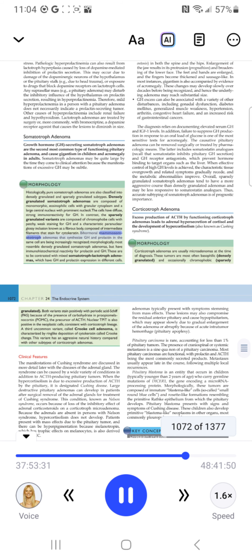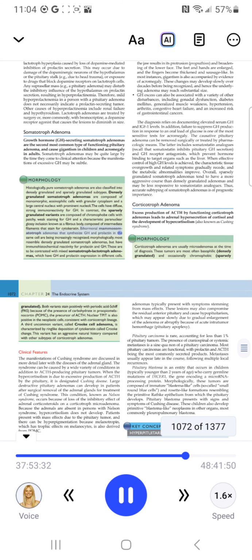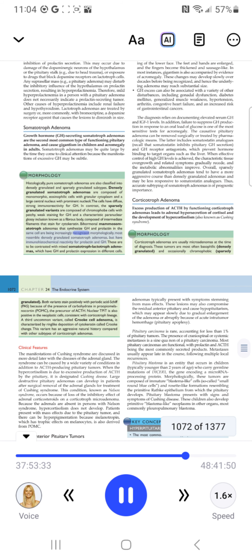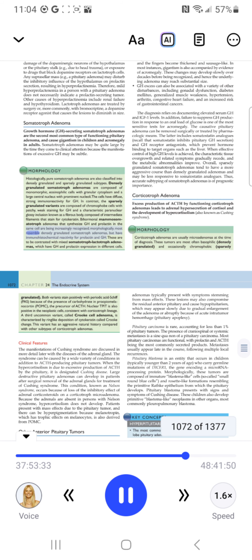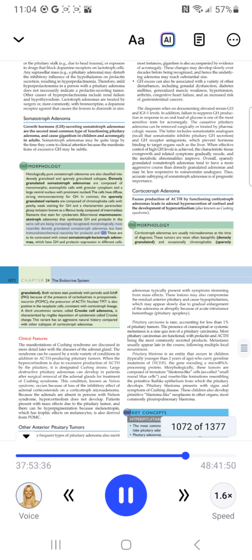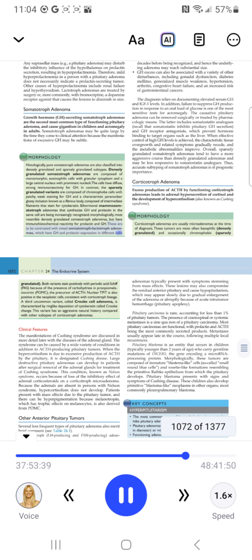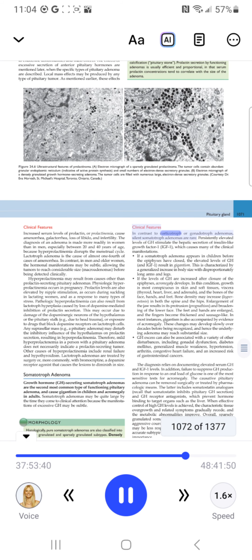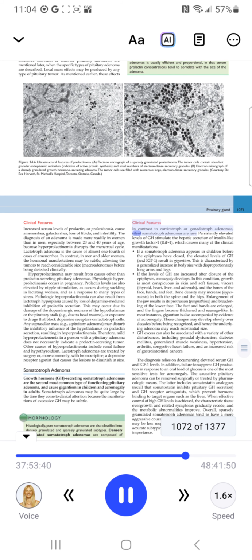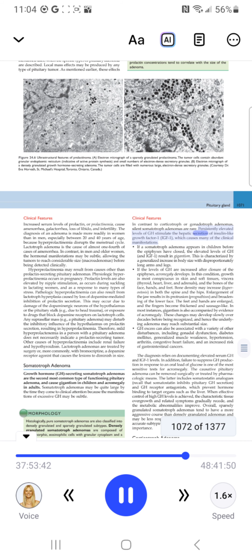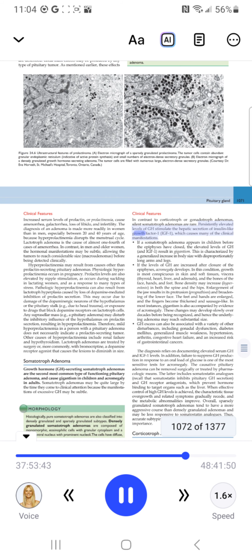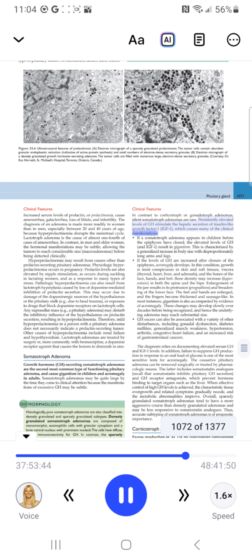Bihormonal mammosomatotroph adenomas that synthesize GH and prolactin in the same cell are being increasingly recognized. Morphologically, most resemble densely granulated somatotroph adenomas, but have immunohistochemical reactivity for prolactin and GH. These are to be contrasted with mixed somatotroph-lactotroph adenomas, which have GH and prolactin expression in different cells. Clinical features: in contrast to corticotroph or gonadotroph adenomas, silent somatotroph adenomas are rare. Persistently elevated levels of GH stimulate the hepatic secretion of insulin-like growth factor-1, IGF-1, which causes many of the clinical manifestations.